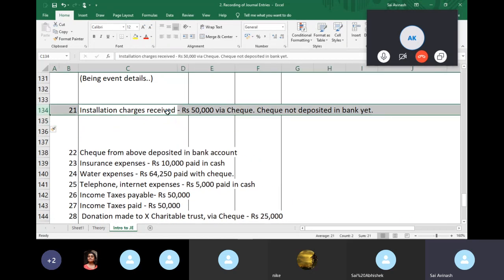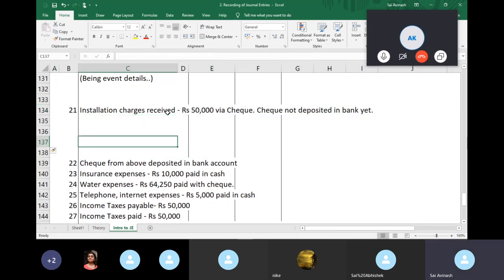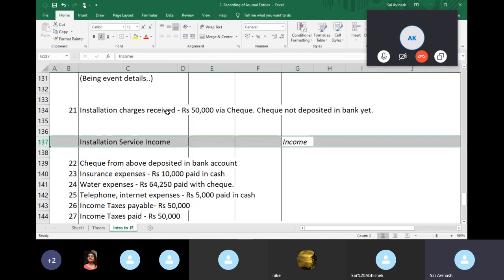And we have received the check for it. We also know that we have not deposited the check in the bank yet. Okay, so it's simple to identify one of the accounts, which is installation service income, right? And this is an income account because I'm providing the service to my customer. I'm installing a machine for my customer and he is paying me for it. So it's an income.